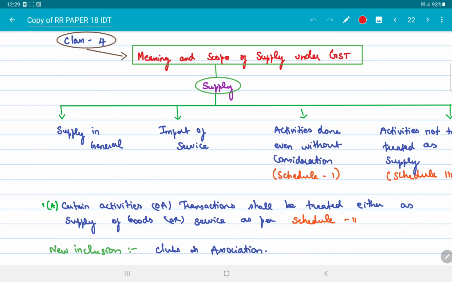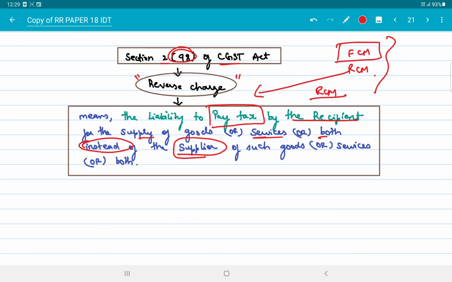So that's it for today's session. For the next session we will start with supply, its scope and understanding supply in detail. Along with that, we will also cover the three schedules, Schedule 1, 2, 3 also.